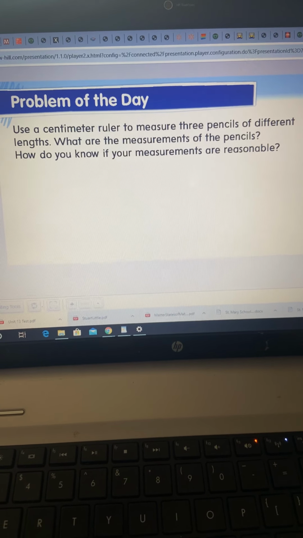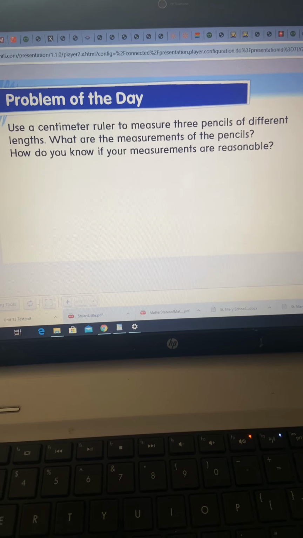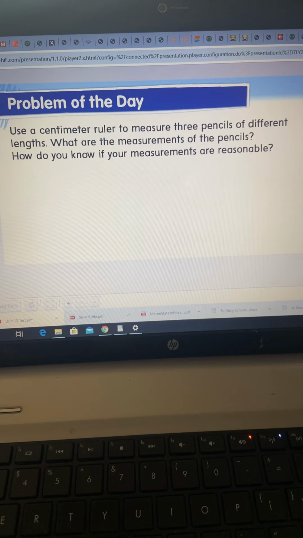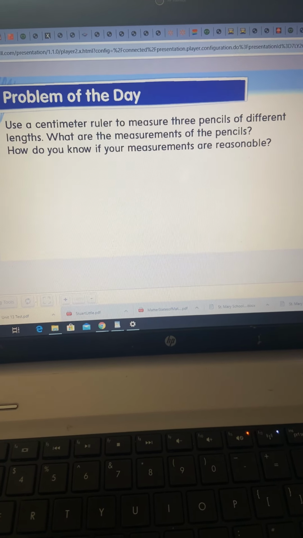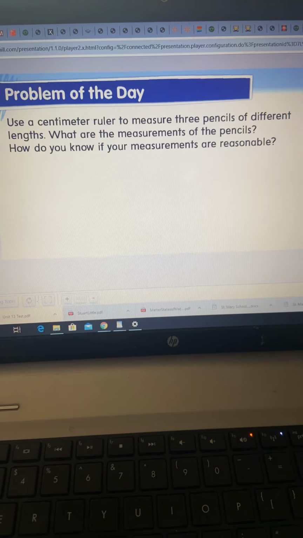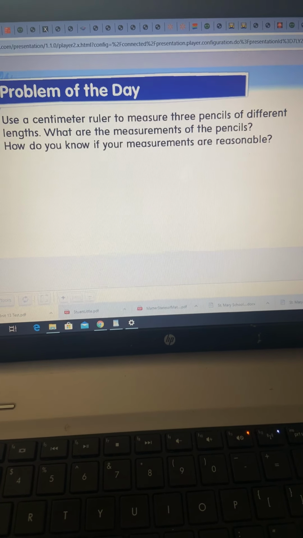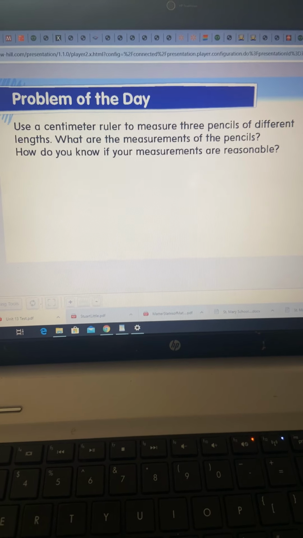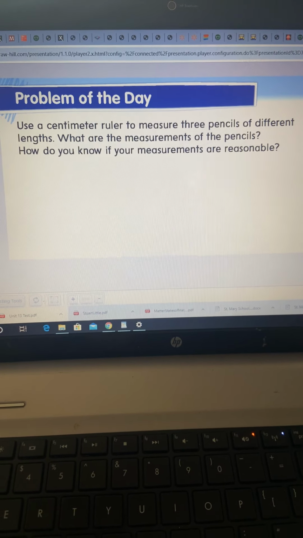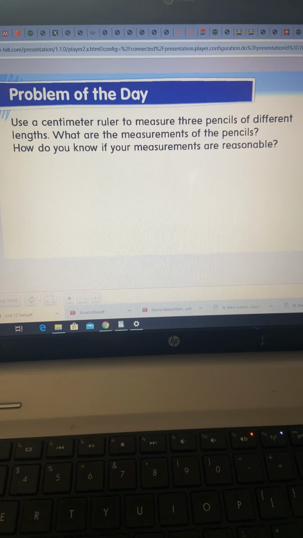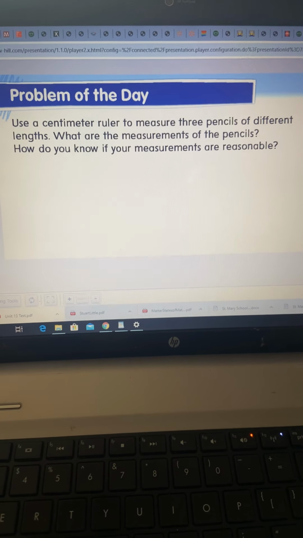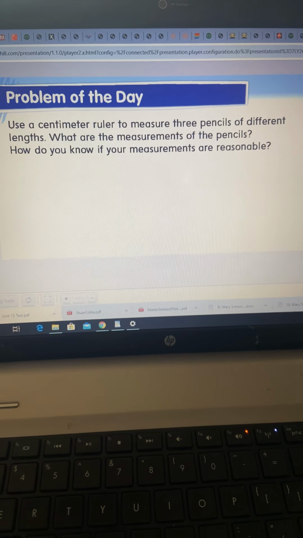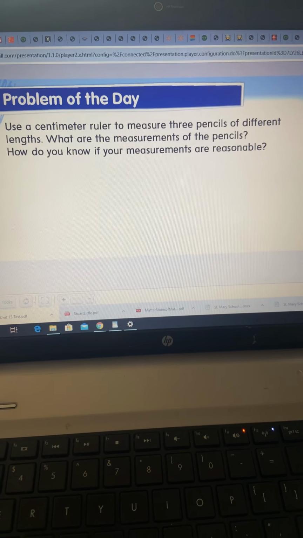Use a centimeter ruler to measure 3 pencils of different lengths. What are the measurements of the pencils? How do you know if your measurements are reasonable? Well, if you think about a pencil, they're not super long. So what unit of measurement would you use to measure a pencil? Would you use centimeters or would you use meters? Think about it for a minute. Well, it says use a centimeter ruler, so I'm guessing your answer is centimeters.